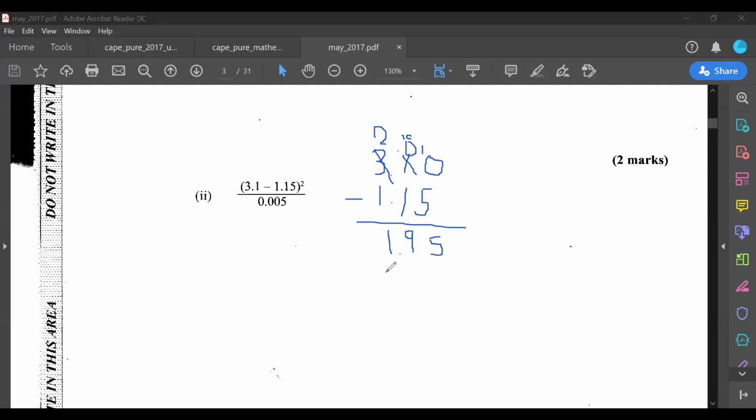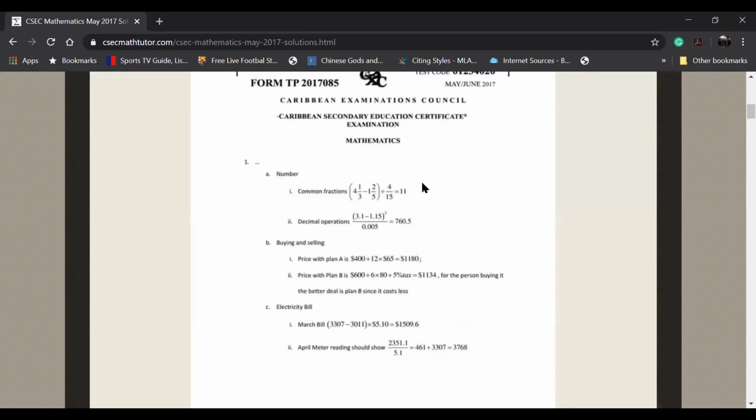So once you do that, then you would square that. And 1.95 squared would give you 3.8025. Right? Then you would divide that 3.8025 by 0.005. Right? When you put that in the calculator easily, that'll give you a solution, which should be 760.5. Let's go back to the solution to see if that's the answer. Yes, that's the answer. So in these questions, you could simply just plug in the numbers in your calculator, and then you'd arrive at the answer very easily.